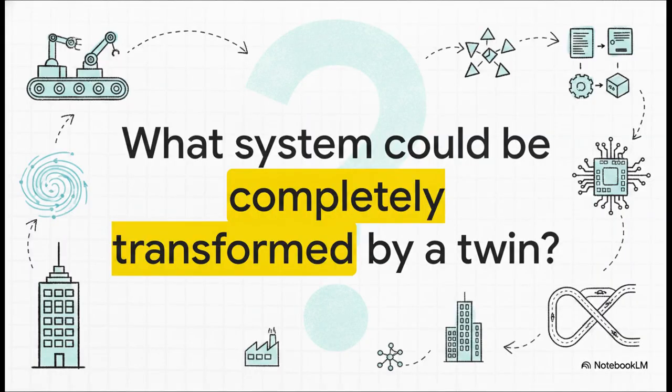So the next time you look at a complex physical system, whether that's a sprawling assembly line, a massive skyscraper, or even just your local traffic grid, don't just see the steel and concrete. I want you to see the data. Think about the physical, the digital, and the automatic link running between them. I'll leave you with this final thought. What complex system in your own life or industry could be completely transformed by building its own digital twin?